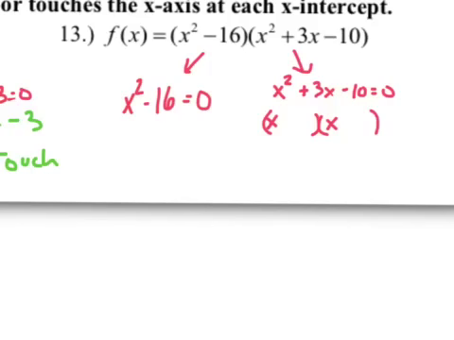And the last one, I set x squared minus 16 equal to 0. So x squared is going to be equal to positive 16. When I take the square root, x is going to be plus or minus 4. Since the number on the outside of the parenthesis is a 1, it is a cross.